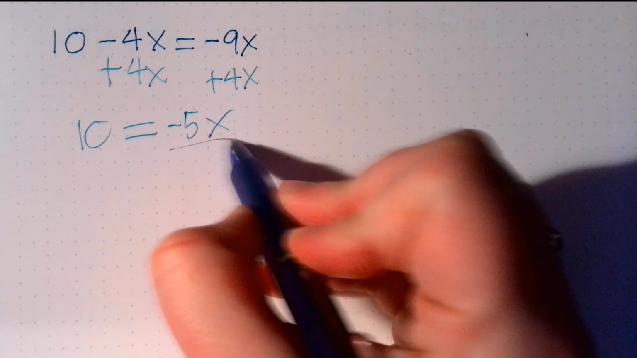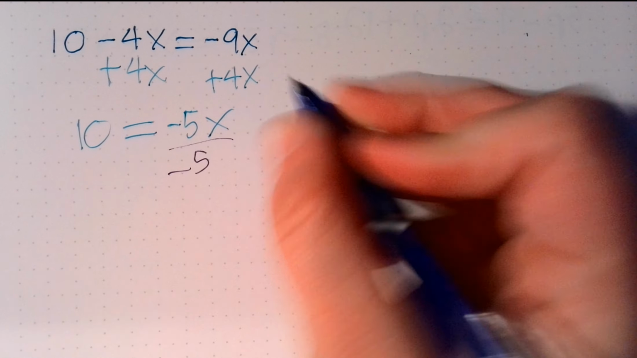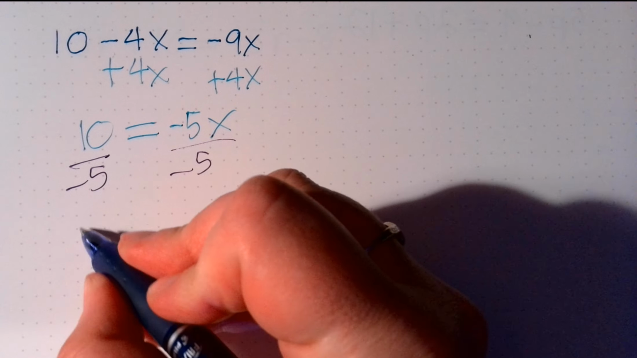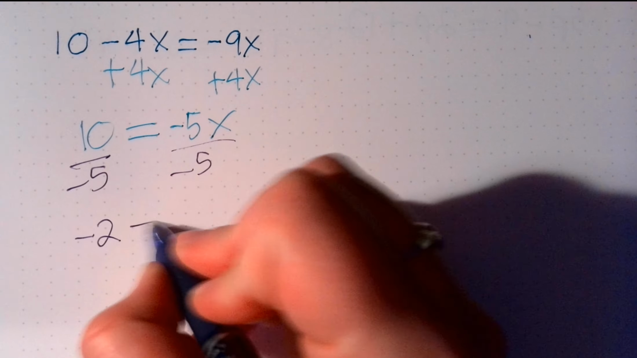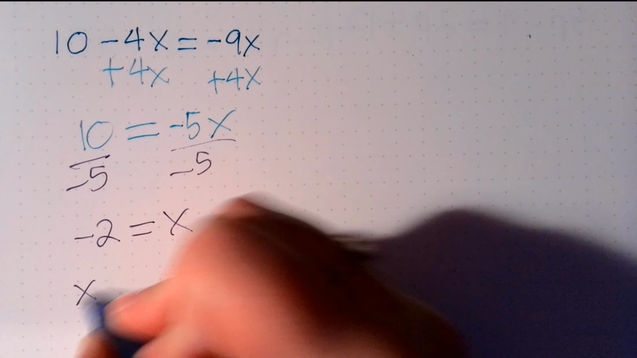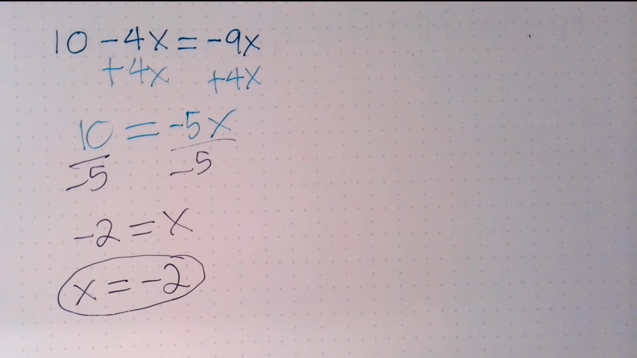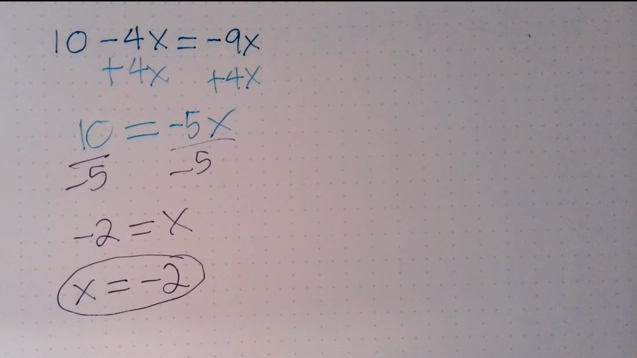Okay, to get x by itself, I'm going to divide by a negative 5 since 5 is multiplying. 10 divided by a negative 5 is negative 2. So x is equal to a negative 2. Okay.